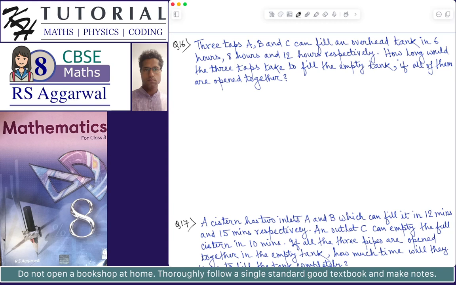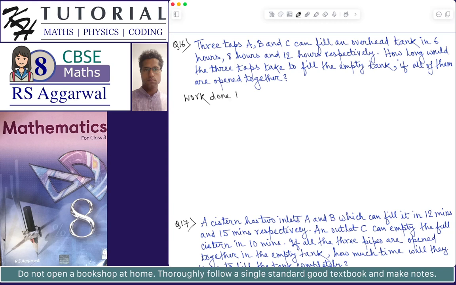together? So we have to find, from the individual work done in 1 hour of all the three taps, what is the work done in 1 hour when all of them are working together.